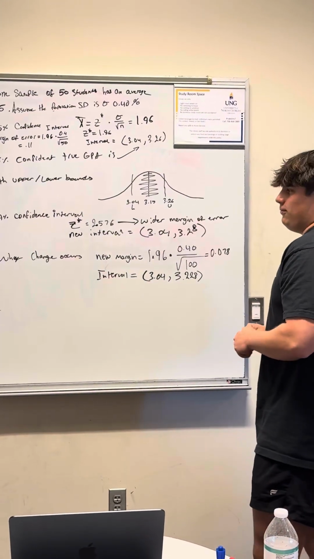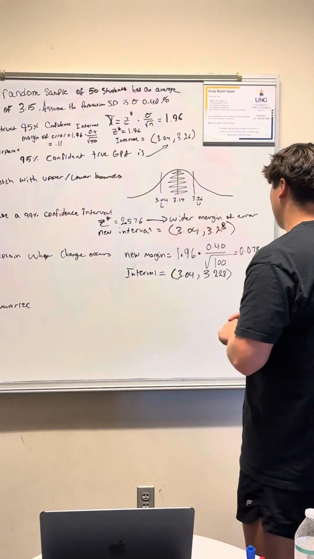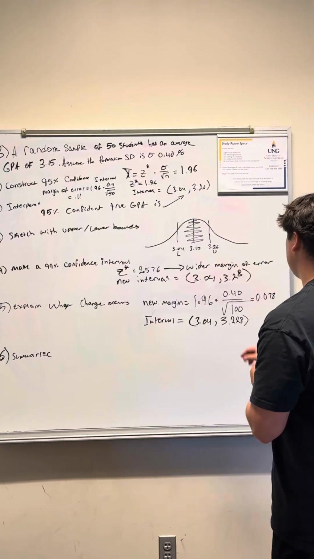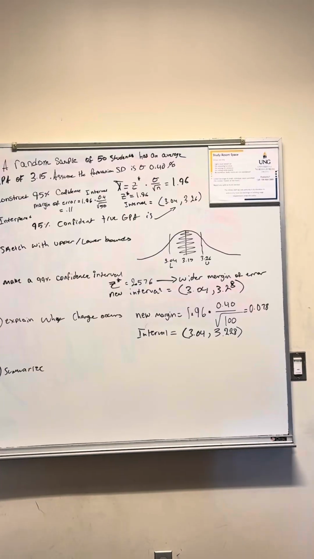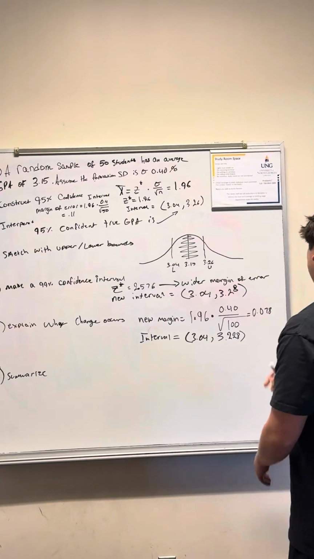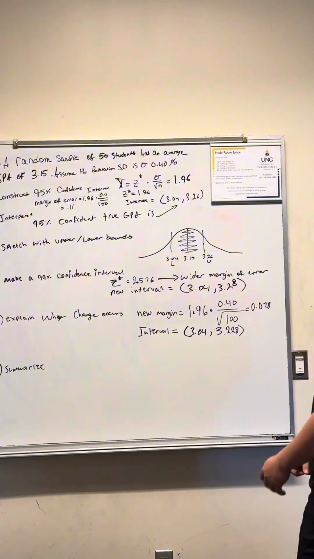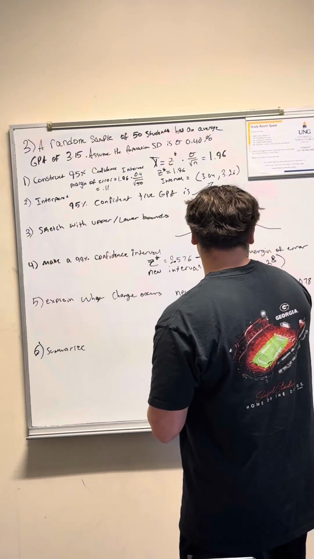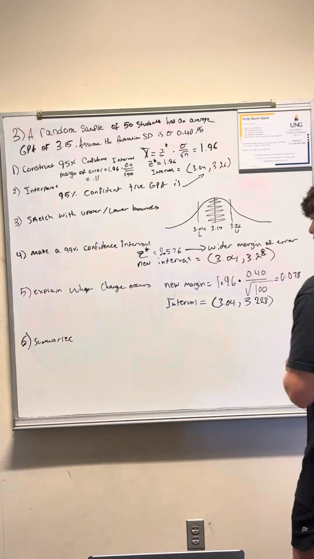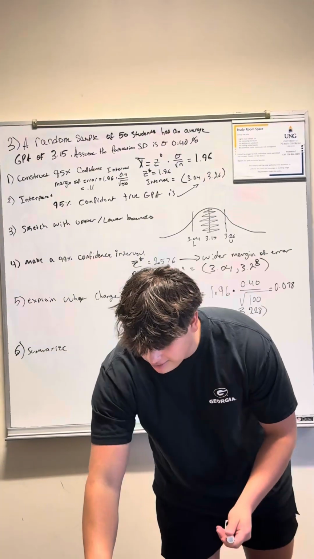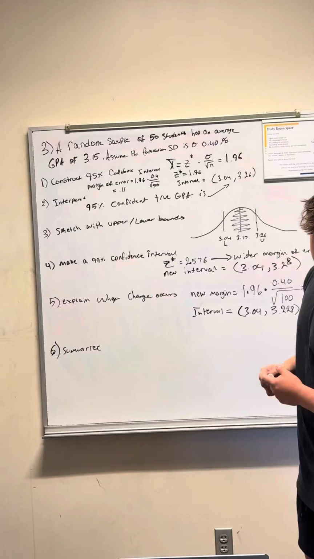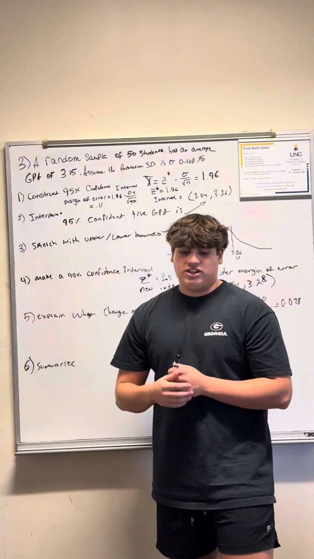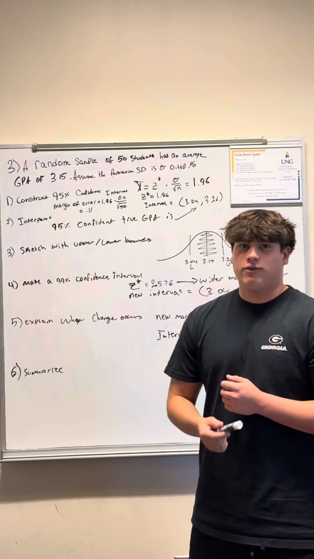And why this change occurs is because our new margin is going to be 1.96 times 0.4 over the square root of 100, which gives us 0.078. Now we construct a whole new interval, which is between 3.04 and 3.228. And essentially, for the summary, higher confidence means a wider interval, and a bigger sample means a much narrower interval.